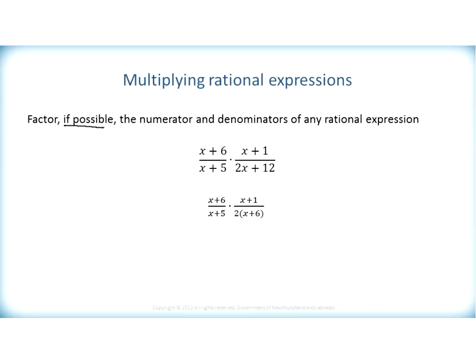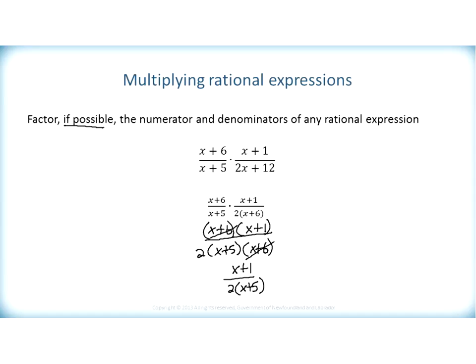Now, that leaves us, when we multiply the two rational expressions together, with x plus 6 times x plus 1 all over x plus 5, 2x plus 5, x plus 6. There is a common factor of x plus 6, and so we cancel. We are left with x plus 1 over 2 outside of x plus 5.